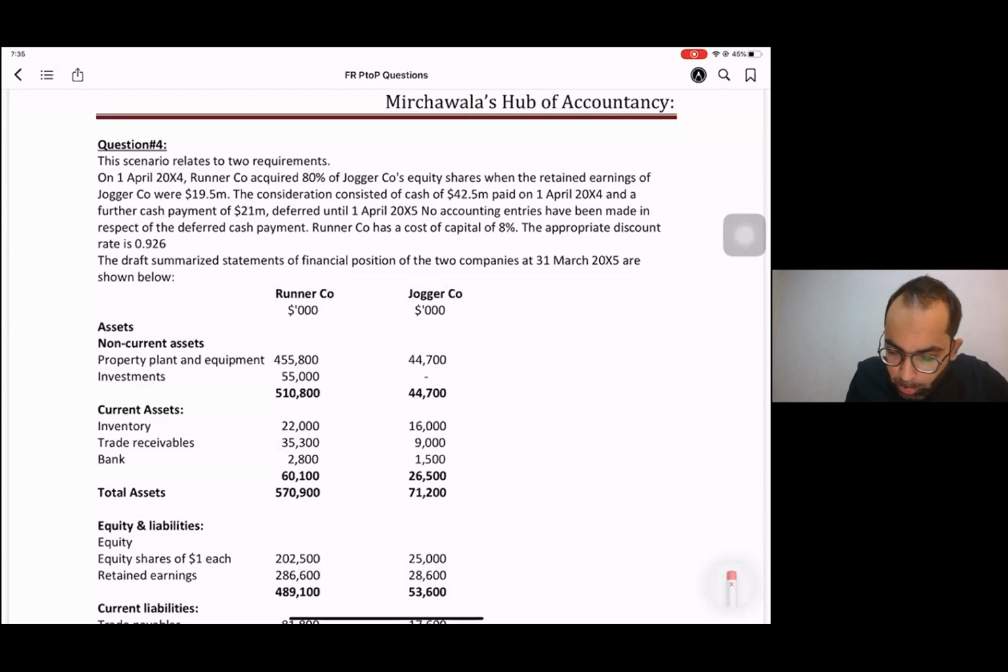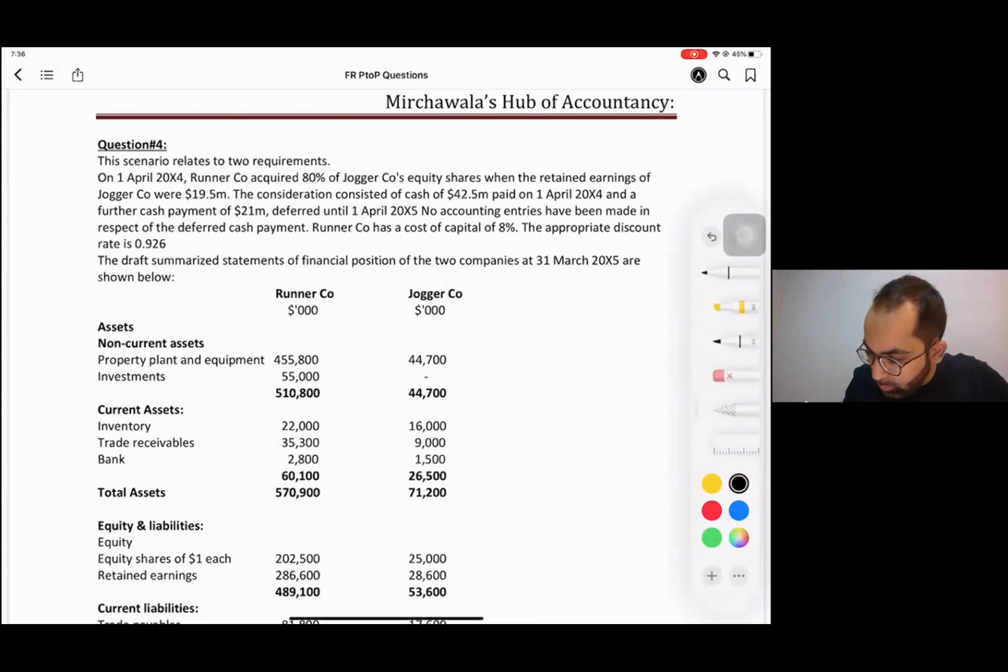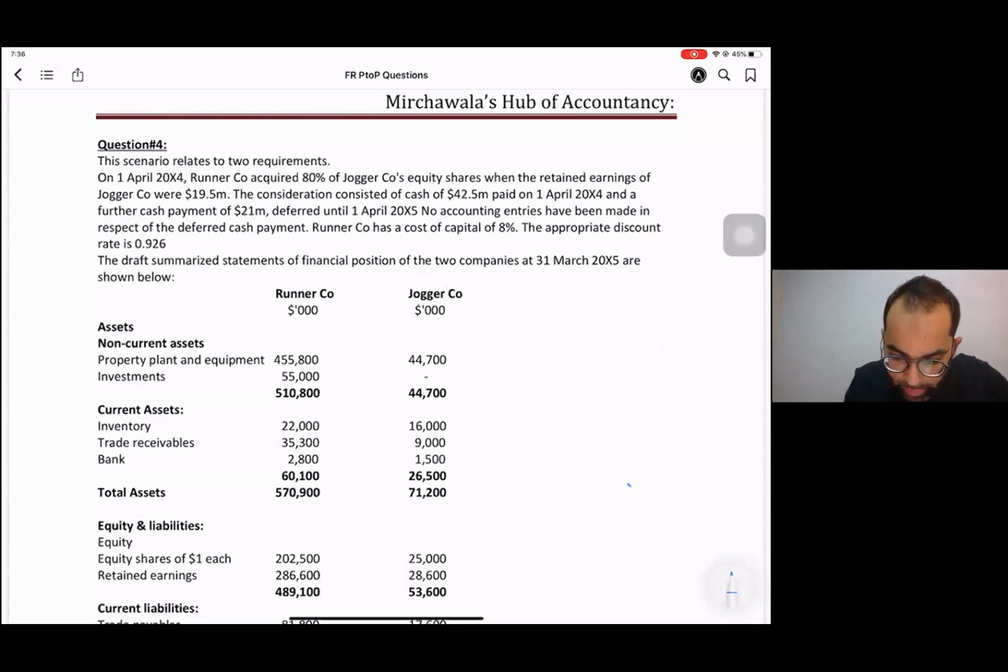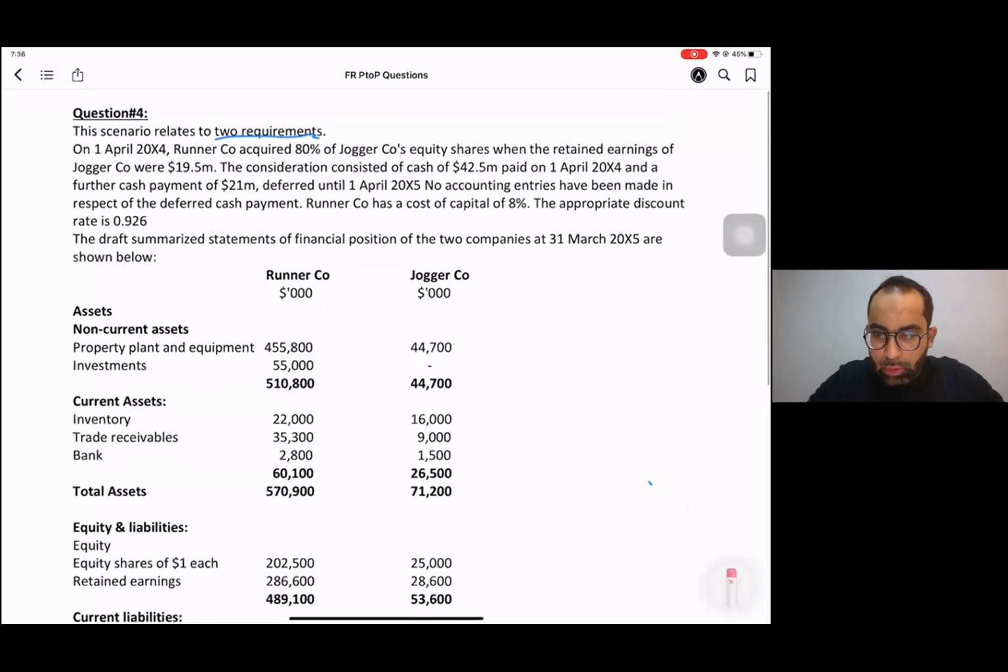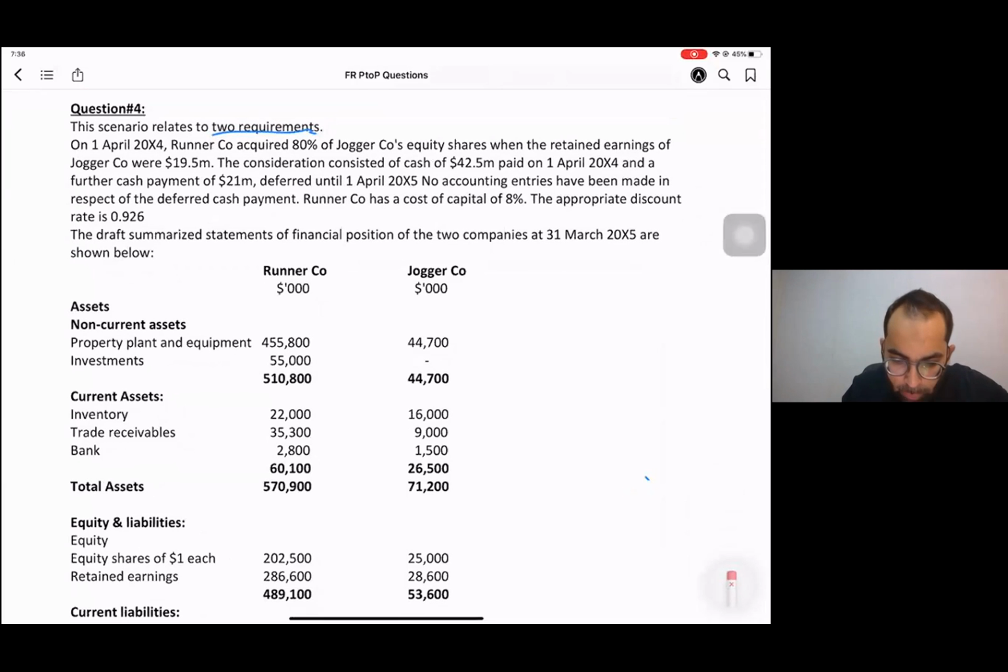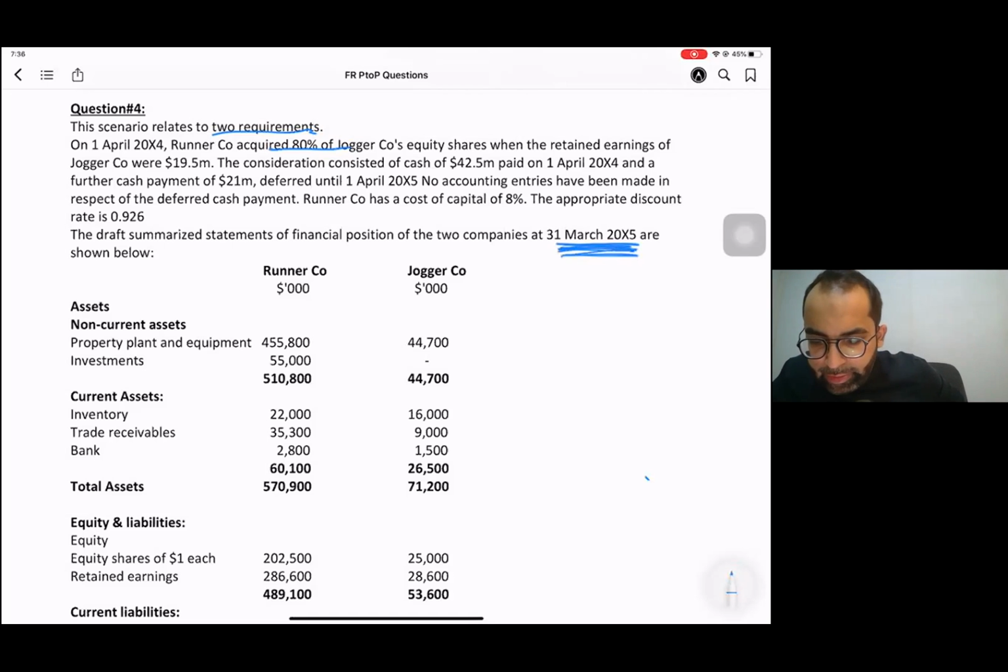Now, the scenario relates to 2 requirements. On 1st April X4, Runner company acquired 80% of Jogger company. Now wait, the most important thing, see the year end. 31st March X5 is the year end.